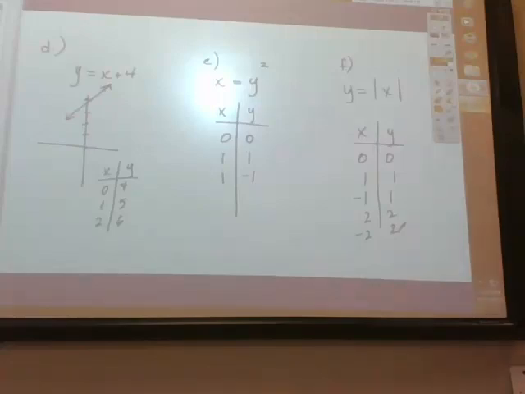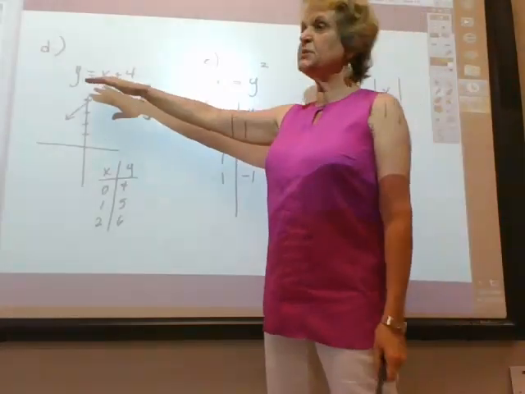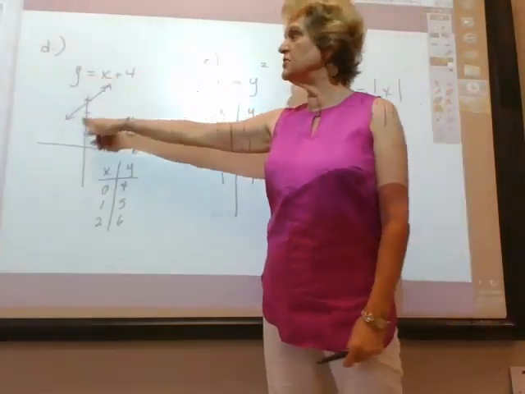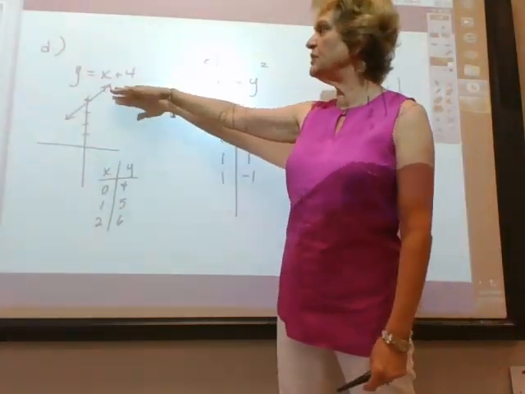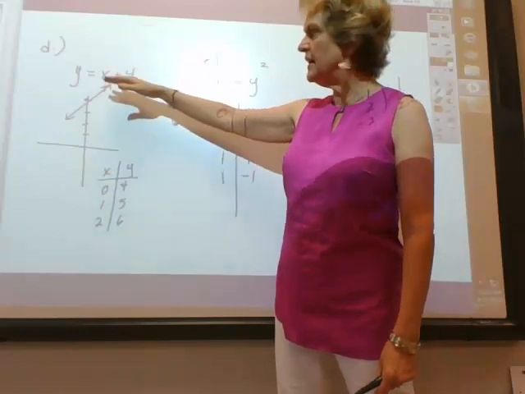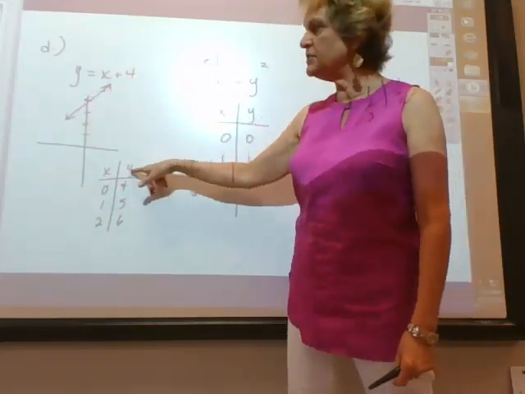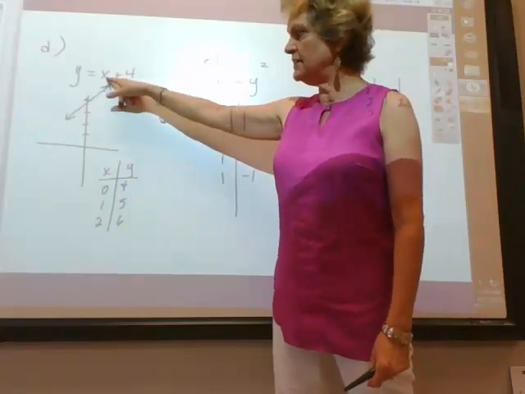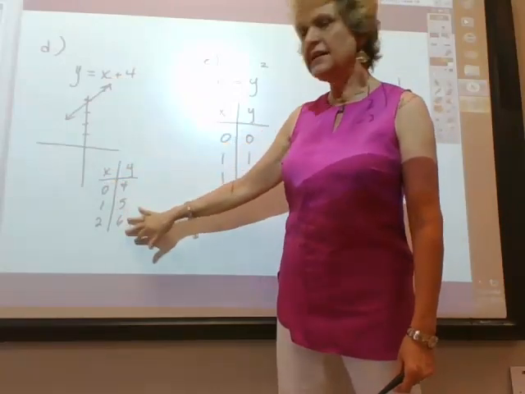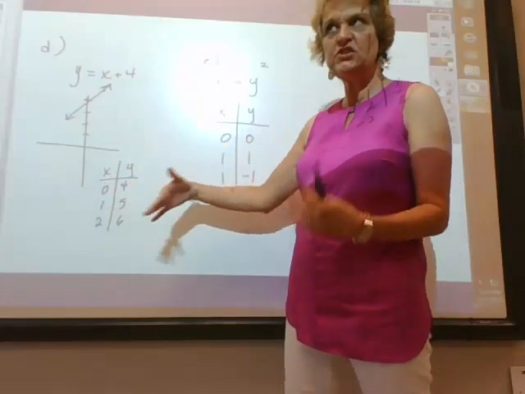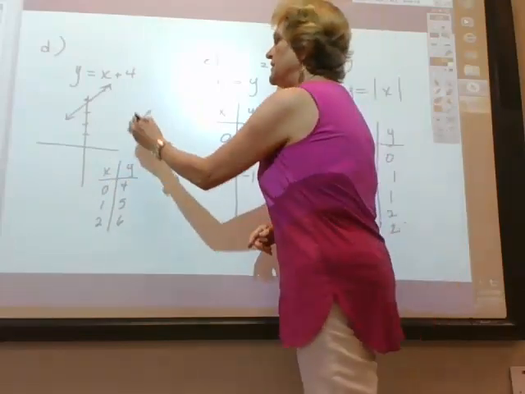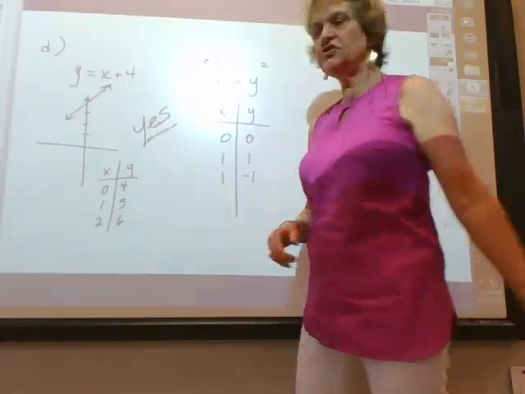Okay, so with D, this was in slope-intercept form, so I could just do a graph if I wanted and determine, oh, I know that's linear, and sure enough, that's going to pass the vertical line test. I could also do a table and plug in for x, okay, and see that none of my x's are matching up with different y's, so this one is a function.